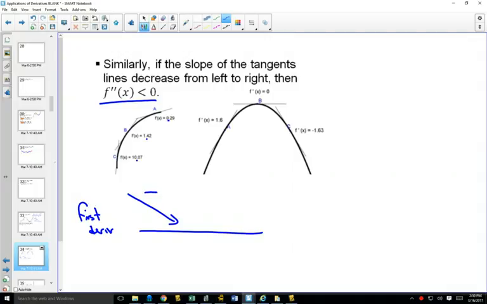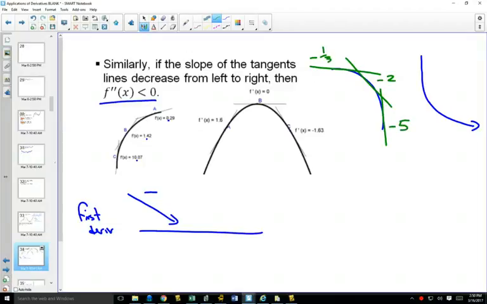Now, if my first derivative is negative, it's just telling me my function is decreasing. I can make a decreasing function concave down, or I can make a decreasing function concave up, right? But if I look at this one that's decreasing, and I look at my slopes, here I've got negative 1/3, and this one looks like maybe a slope of negative 2, and this one looks like negative 5. My slopes are decreasing. And so my second derivative is negative, and it's concave down.